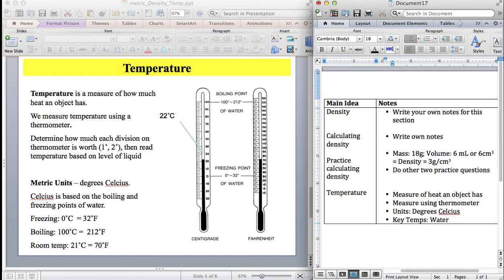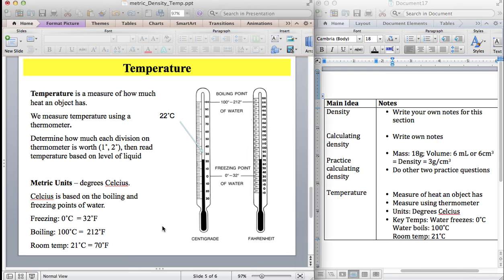So water freezes at 0. Option K gets you the degree sign if you're on a computer: 0 degrees Celsius. Water boils at 100 degrees Celsius. Another good thing to know is that room temperature, which is about 70 degrees Fahrenheit, is about 21 degrees Celsius.